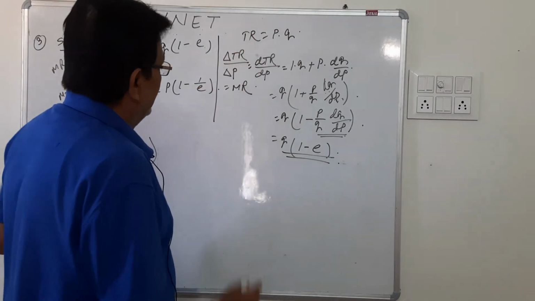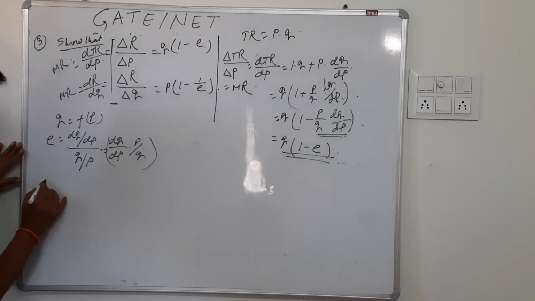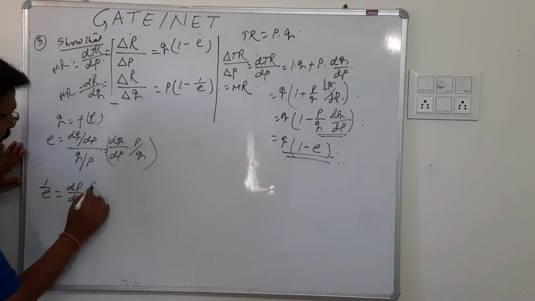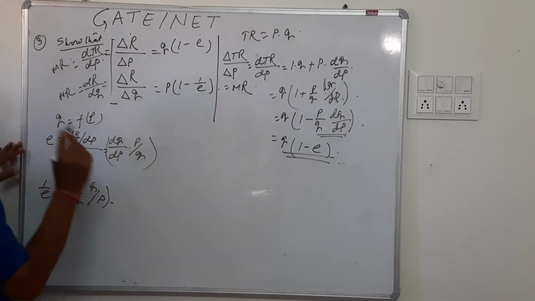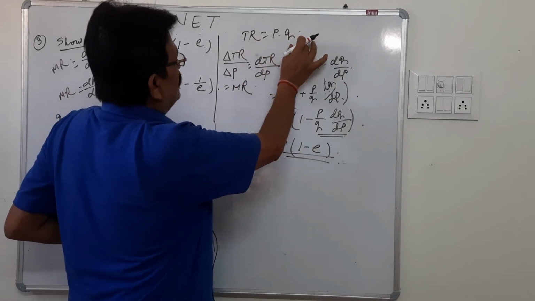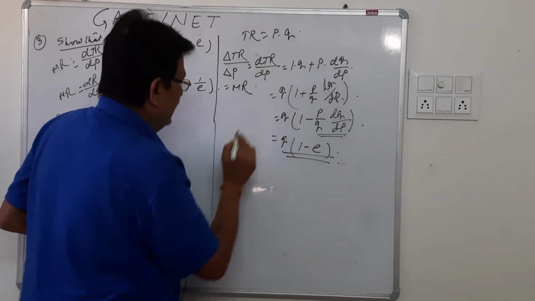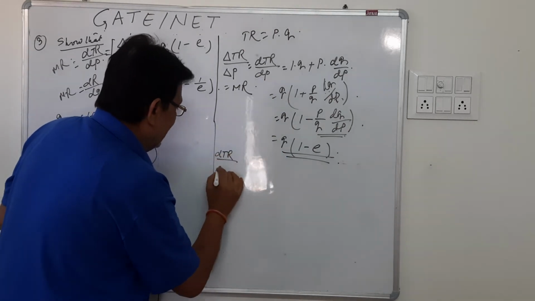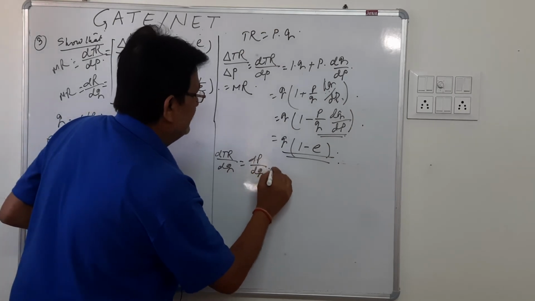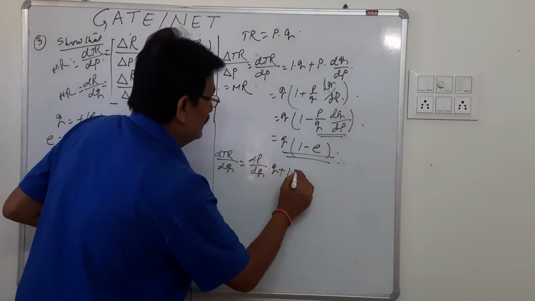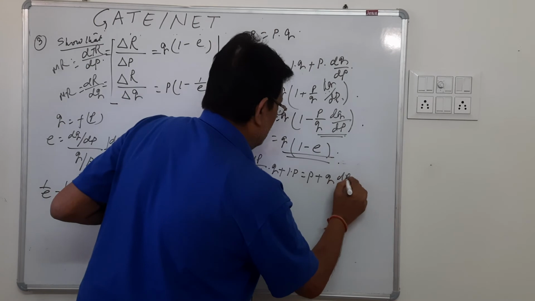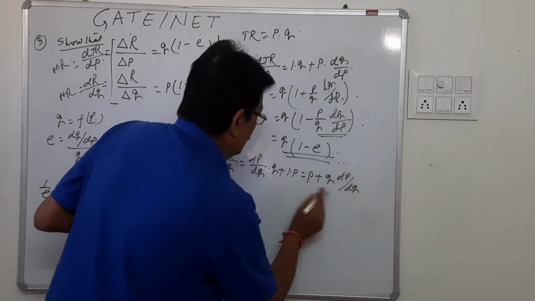Now if E is 1, then 1 by E would be dP by dQ into Q by P. Now let us see what happens when TR is differentiated with respect to Q. So dTR by dQ is dP by dQ into Q plus 1 into P. So P plus Q into dP by dQ.